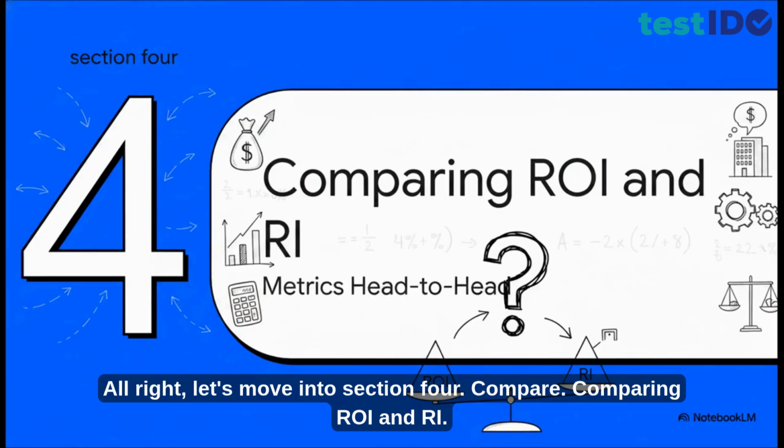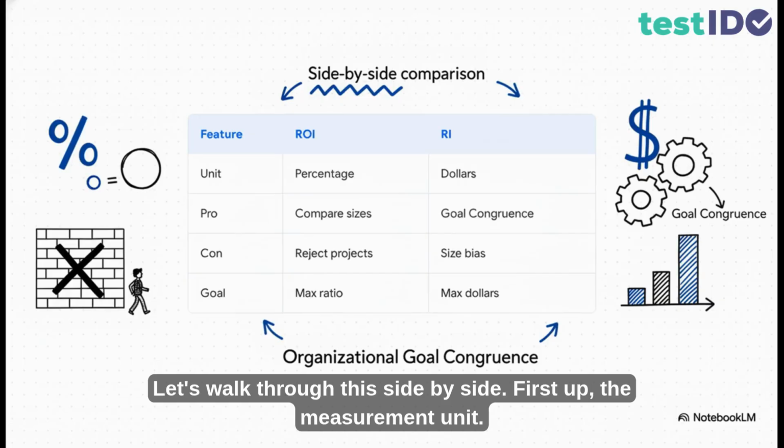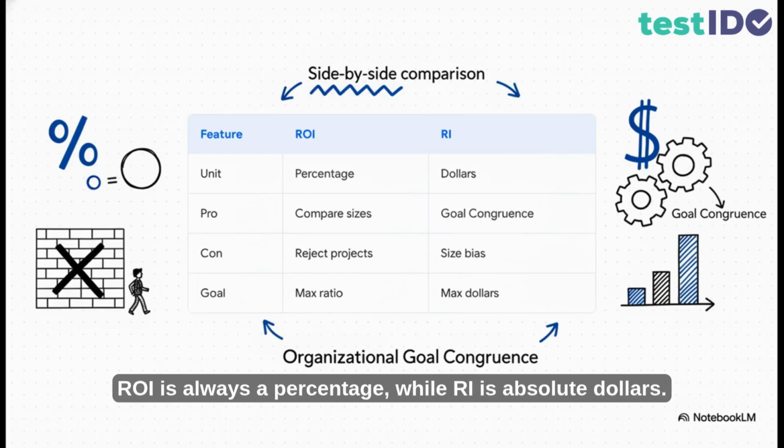comparing ROI and RI. We really need to build you a direct cheat sheet here, because let me tell you, the CMA exam absolutely loves asking you to compare and contrast these two metrics. Let's walk through this side by side. First up, the measurement unit. ROI is always a percentage, while RI is absolute dollars.